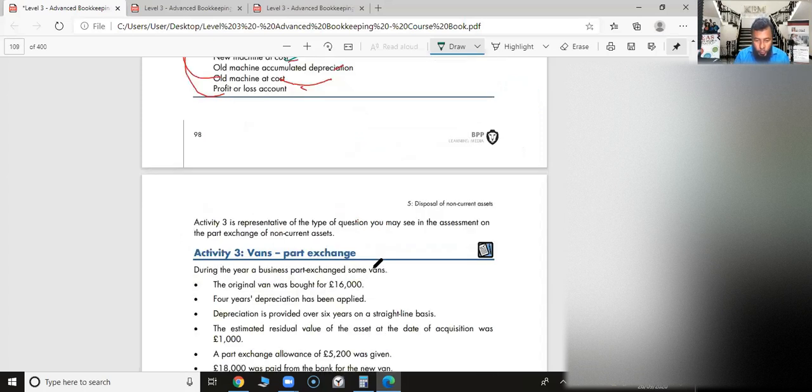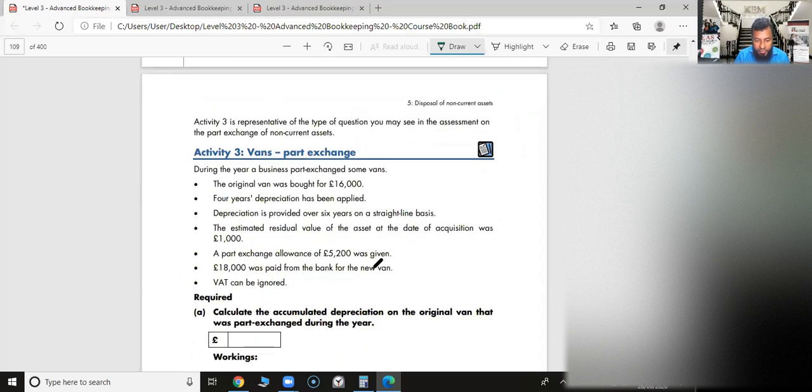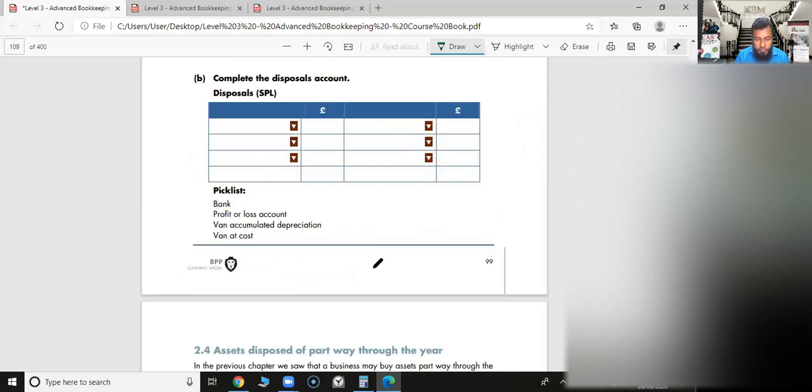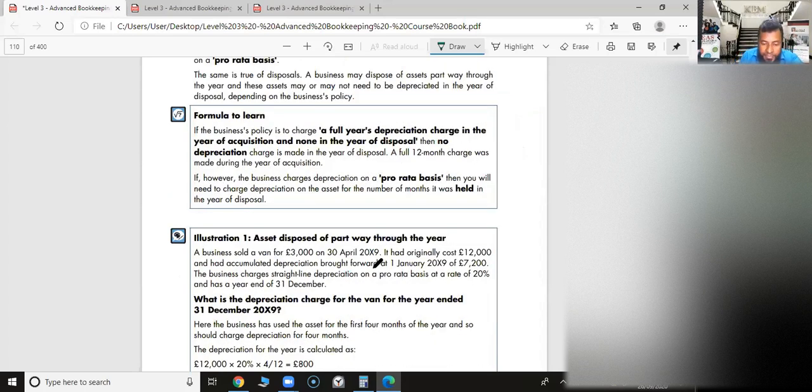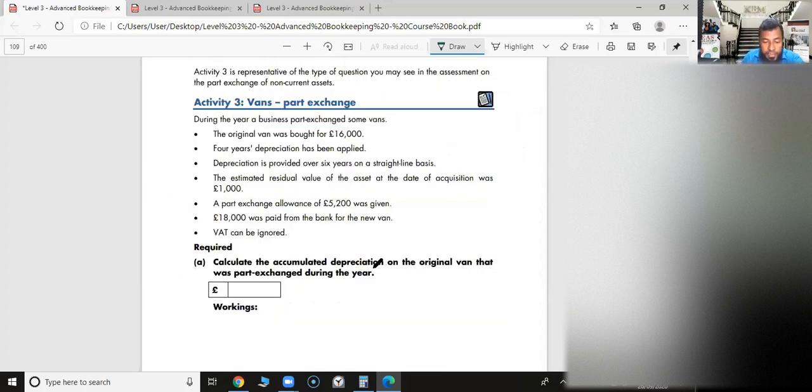Okay, so I will definitely give you activity 3 to do, but before that, just checking partway through. Activity 3, get ready with your pen and paper. Calculate the accumulated depreciation on the original van that was part exchanged. No matter whether disposal or part exchange, your accumulated depreciation should be the same. There is nothing much to do. It's up to you. You do it.